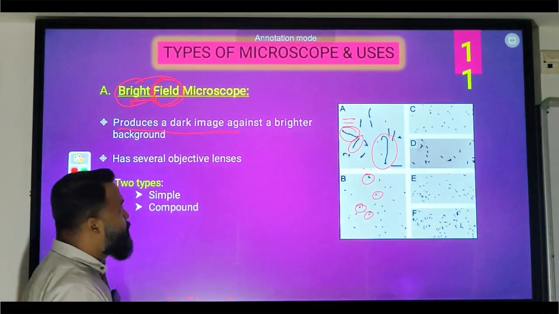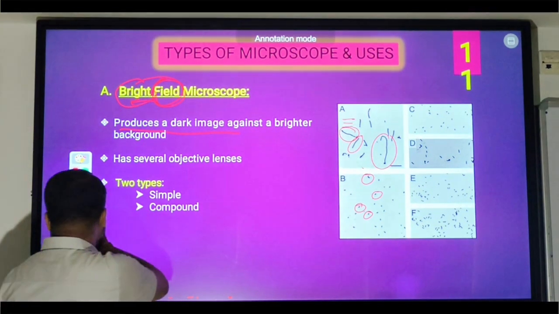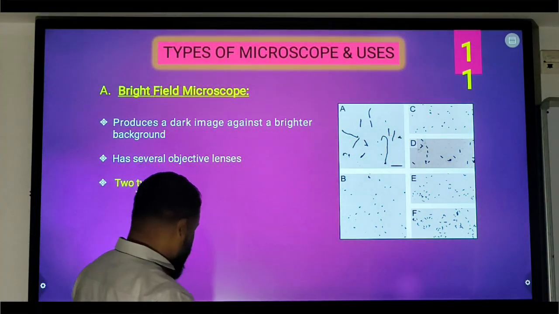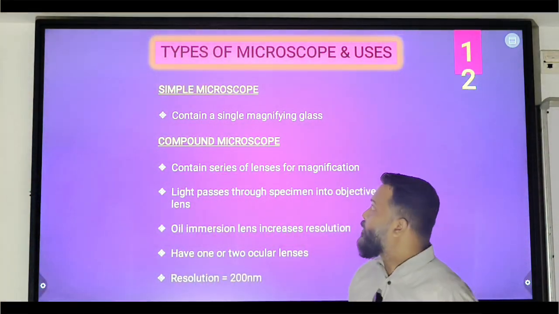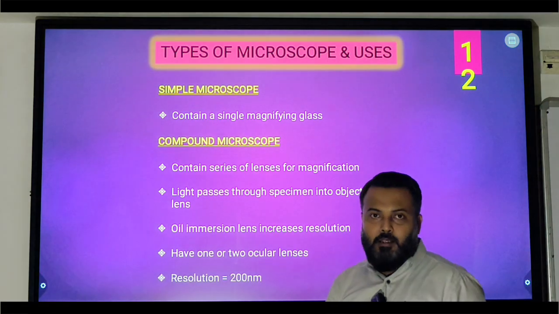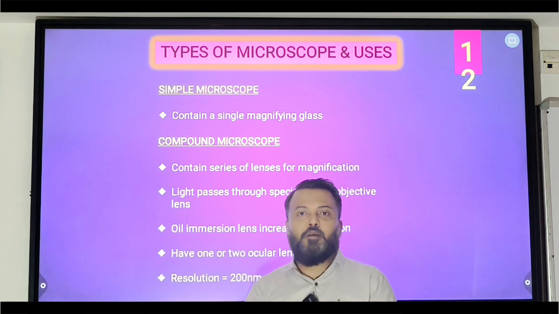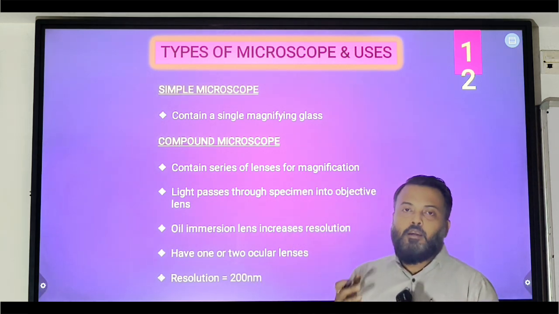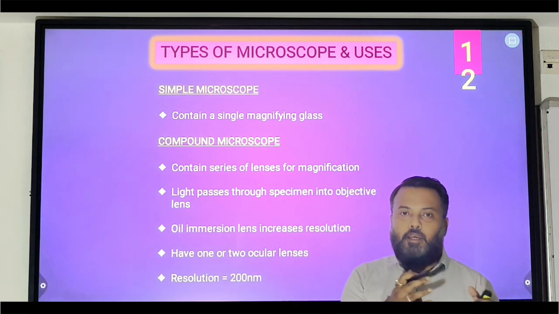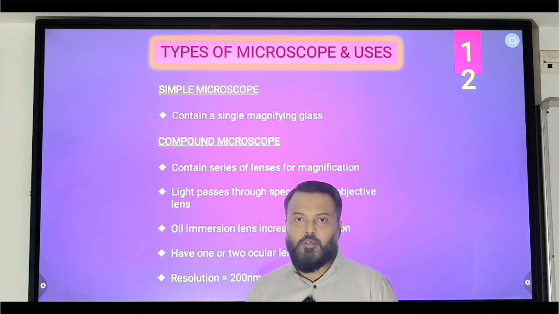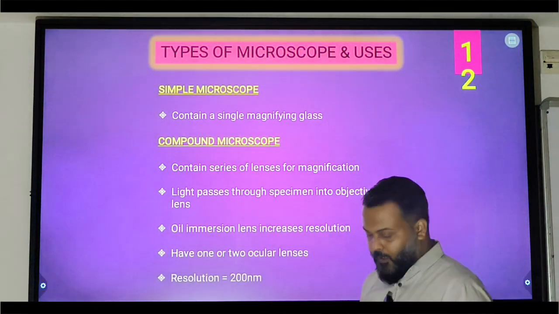There are several kinds of objective lenses used for this microscopy, and it has mainly two types: simple and compound microscopy. I have already told you about the simple microscope, which contains a single magnifying glass. This microscope is shown to students at a very preliminary stage of schooling, mainly in higher schooling. You might have come across it in class 9th, 10th, 11th or 12th, where you used this single magnifying glass microscope, known as the simple microscope.